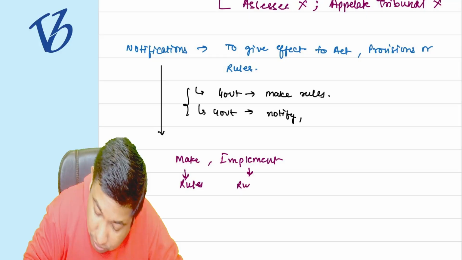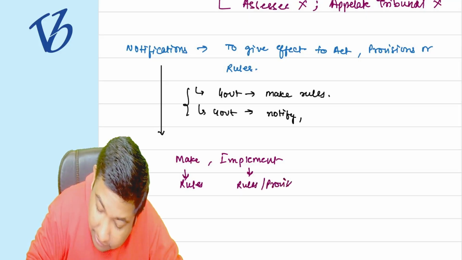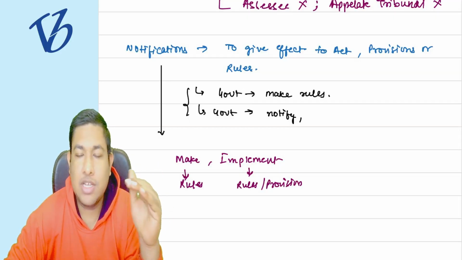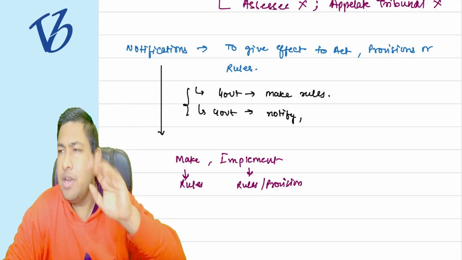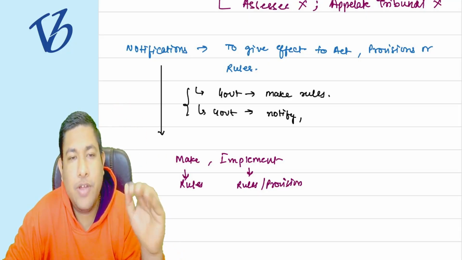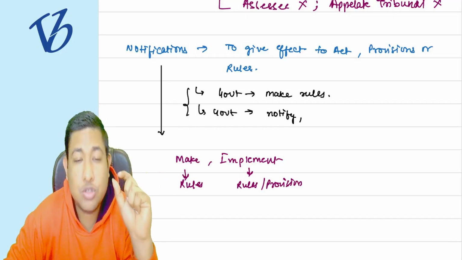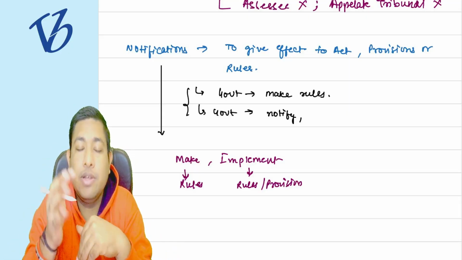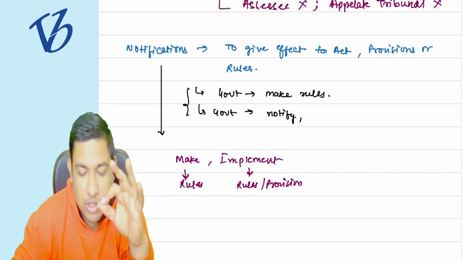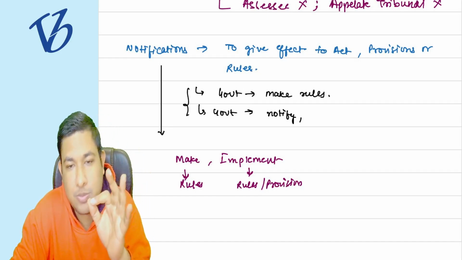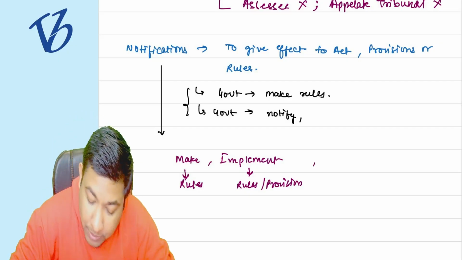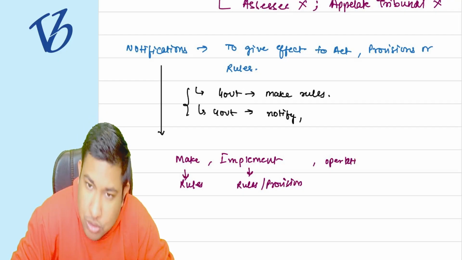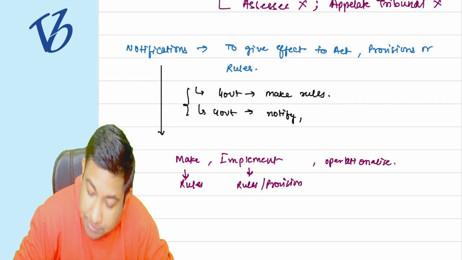or implement provisions. Suppose in the act it is written that this is the particular provision that will come into effect from 1st of April, or it might come into effect whenever the CBDT notifies it. So by issuing a notification, by issuing a document, the CBDT will notify that this particular provision is going to be implemented from this particular date. Or to operationalize something, it is also issued.